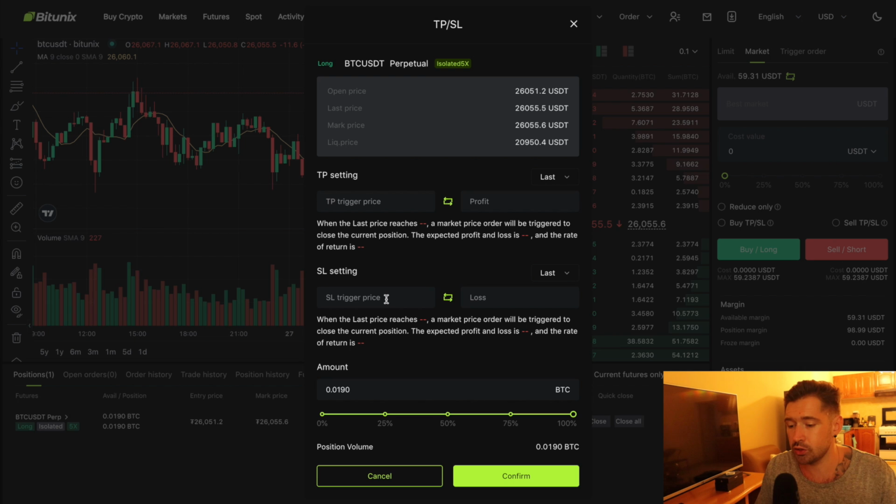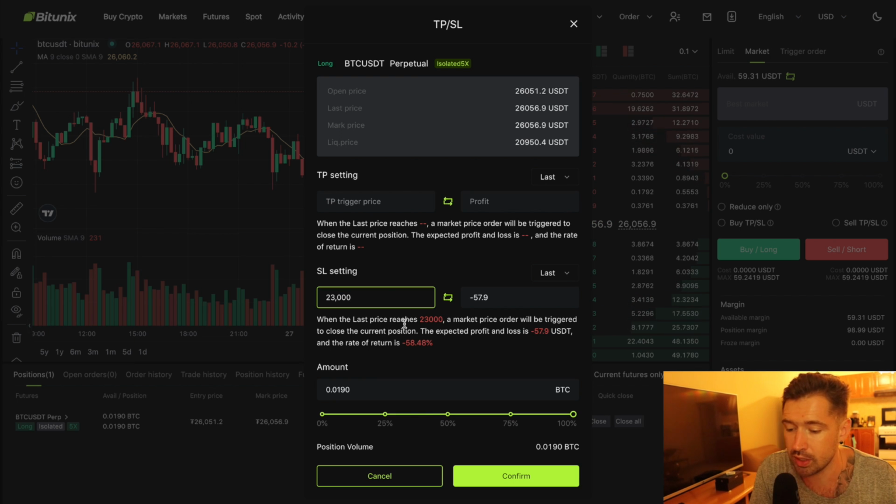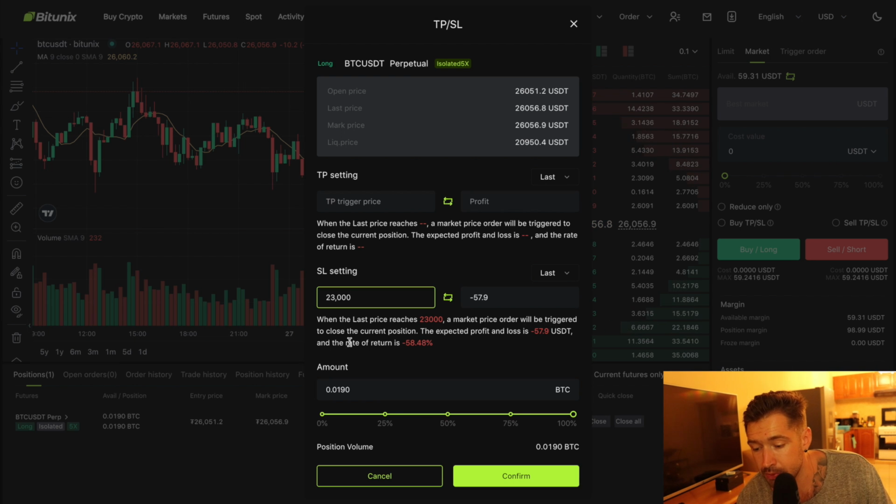So we want to set a trigger price, which means we want to set the price where our trade closes because we don't want to get liquidated. So I wanted to close this position if we come down to 23,000. As you can see below here, when the last price reaches 23,000, a market price order will be triggered to close the current position. The expected profit and loss, which will be a loss, is $57. So you can see I would lose over half my trade if I set my stop loss at 23,000.